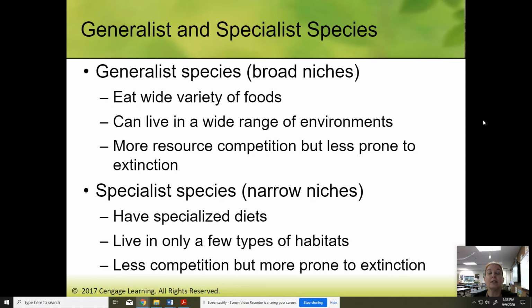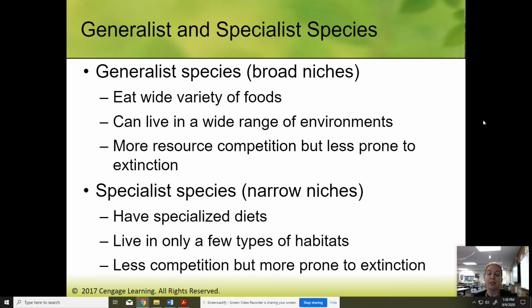So we have generalist and specialist species. The generalist species have very broad niches. So that means they can eat lots of food, they can live in lots of places. There's more competition because of that, but they're less prone to extinction because they can make do with what they find and where they can live.